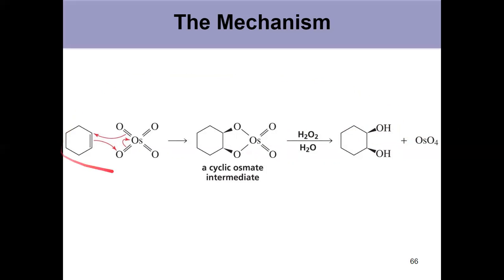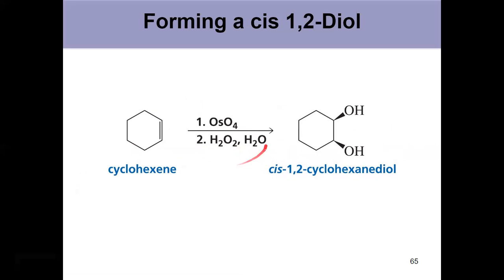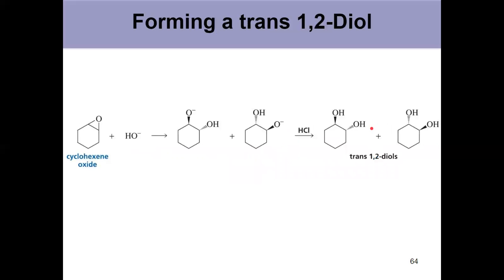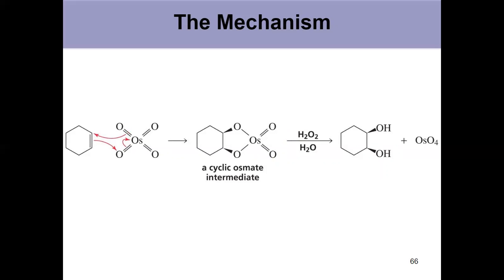I'm not going to test you on this mechanism. Jumping back a slide here, I ask you to know that reaction and those conditions if you want to make a cis diol. Going back a slide again, if you want to do trans, piece of cake, just an epoxide and hydroxide together. But if you want to do cis specifically, know those conditions. Okay, so that wraps up what we've got for this little intro to diols. It's kind of a random addition there at the end.